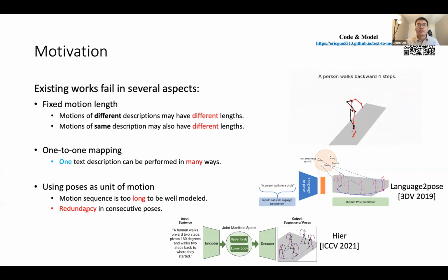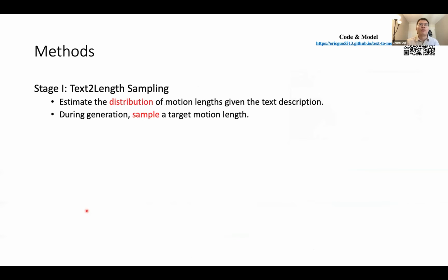So to address these problems, we propose a two-stage method here. The first one is called text-to-length sampling. That is, at the first step, you give me a text description, and then I try to approximate a distribution of the target motion length.